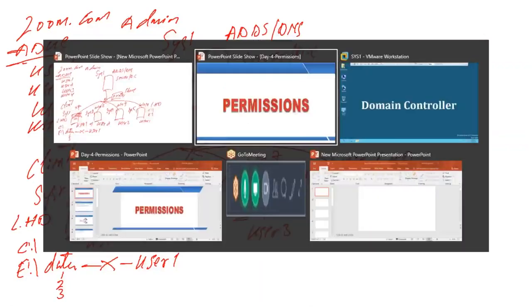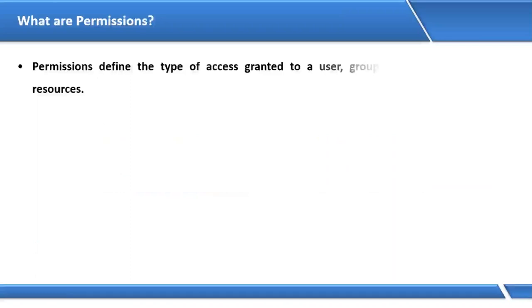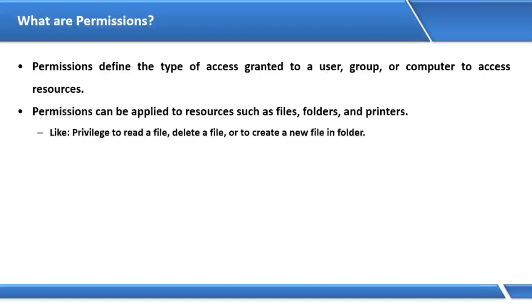So that's why Microsoft is saying here, what is permission? Permission defines the types of access granted to a user or group of users or computer to access the resources. So we can give the permission to a single user or group of users to access the computer resources. Computer resources means computer data, drives, printer, scanner, files. You can allow or deny it. And permission has its own privileges. Permission can be applied to resources such as files, folders or printer.